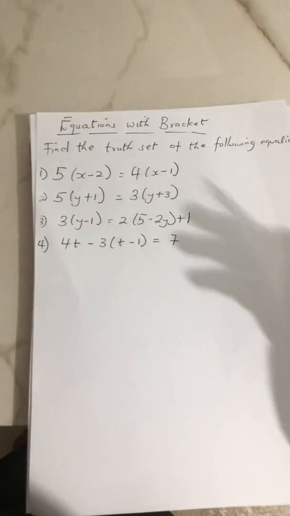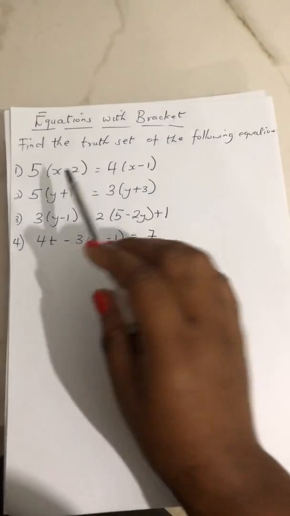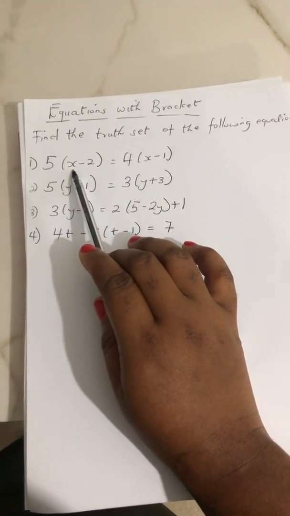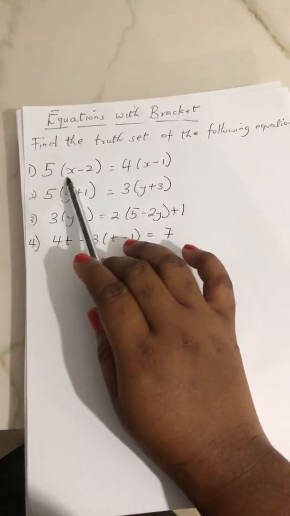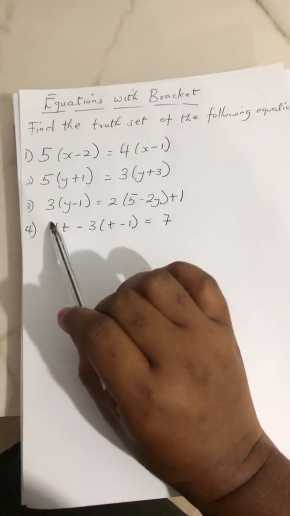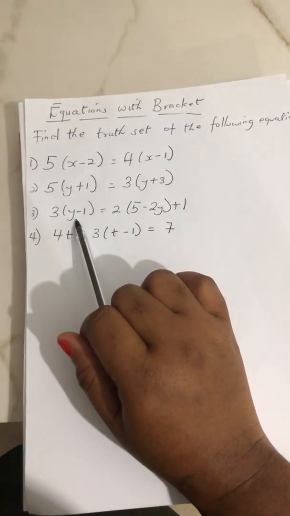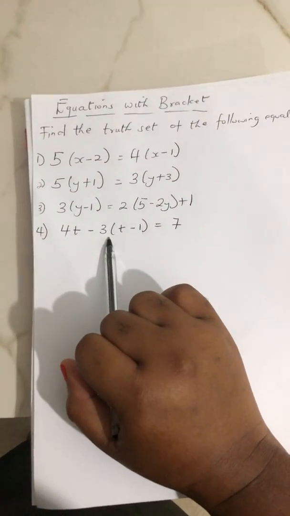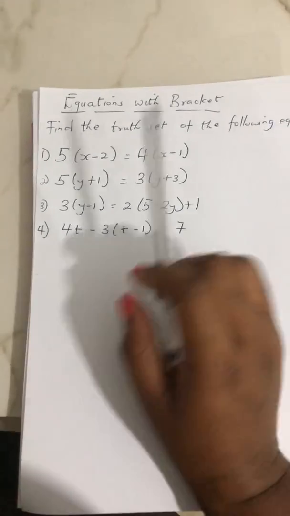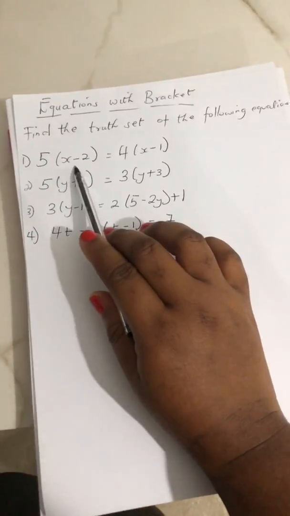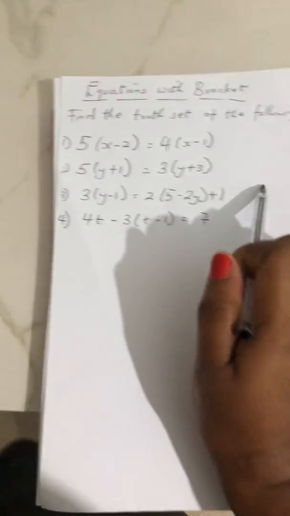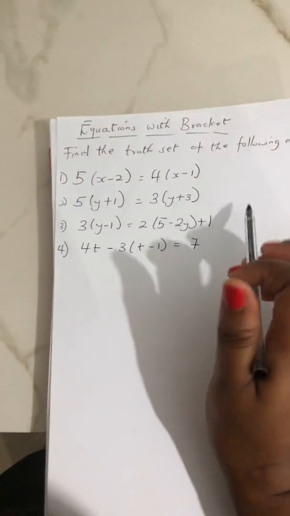When they ask you to find the truth set, that means they are asking you to find the value of the variable in question. So that means they are asking you to find the value of x. For question 2, they are asking you to find the value of y. For question 3, the value of y. And for question 4, the value of t. So at the end of the day, you should have something like x is equal to this, y is equal to this, y is equal to this, and t is equal to this.